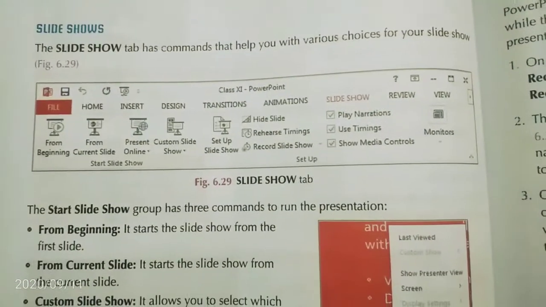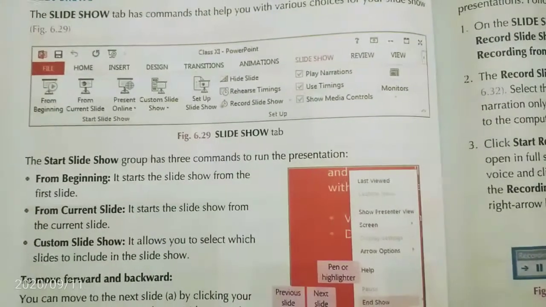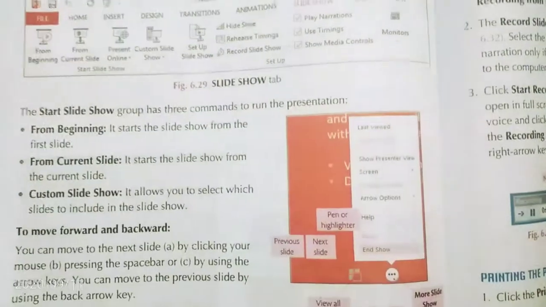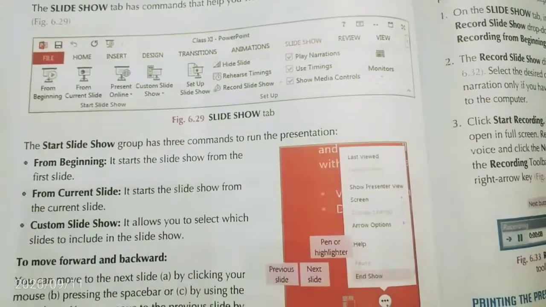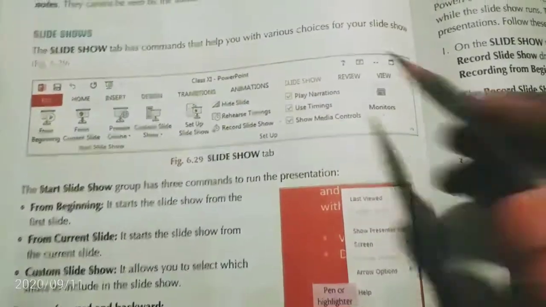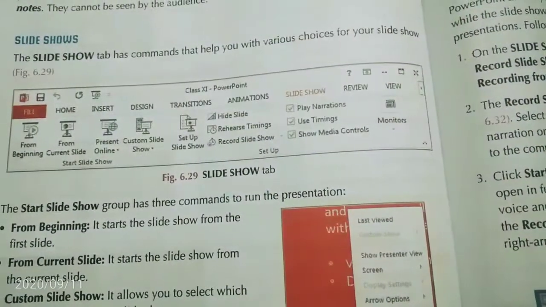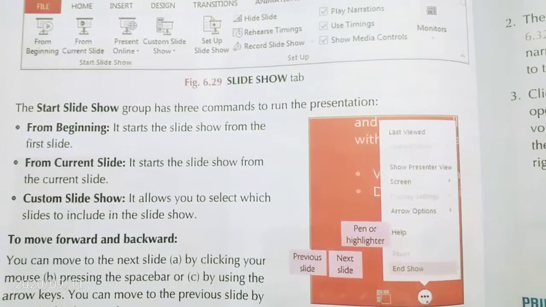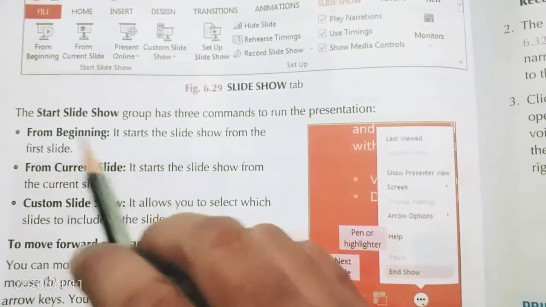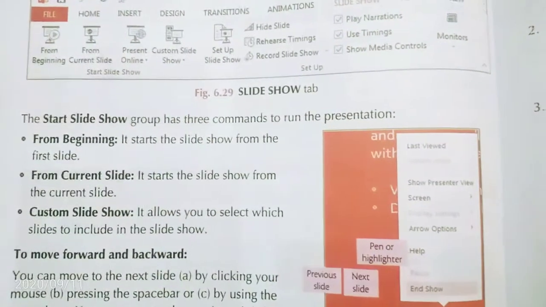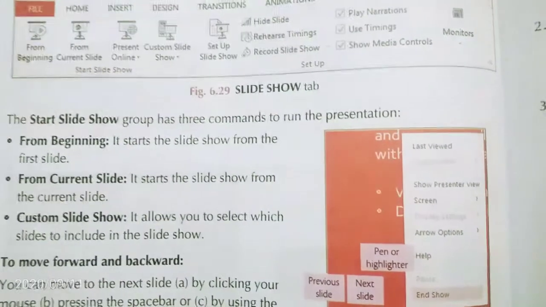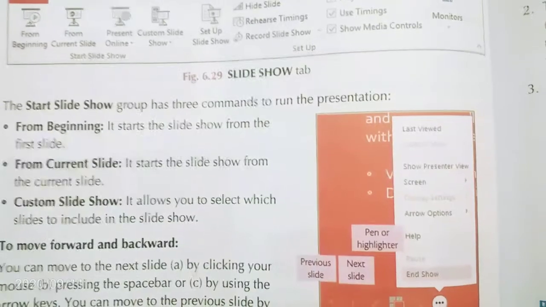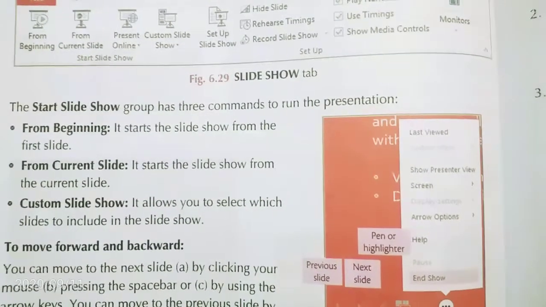Now next is slideshow. After arranging all the slides and preparing all the animations and transitions, how can you play the slides? That is called slideshow. Slideshow has commands that help with various choices for your slideshow. How to start your slideshow? There are 3 commands to run the presentation. From beginning starts the slideshow from the first slide. Suppose you have 10 slides; when you click from the beginning, it will play your presentation from the starting slide.